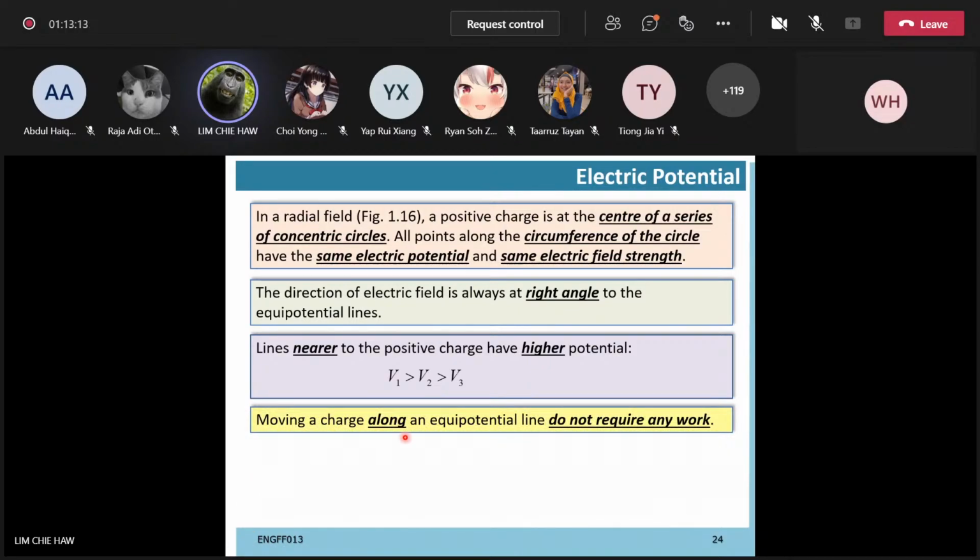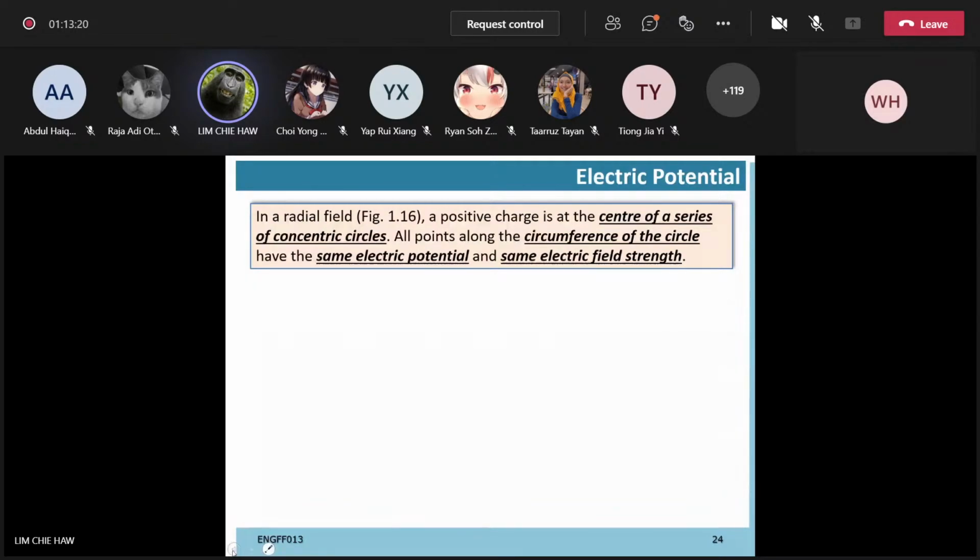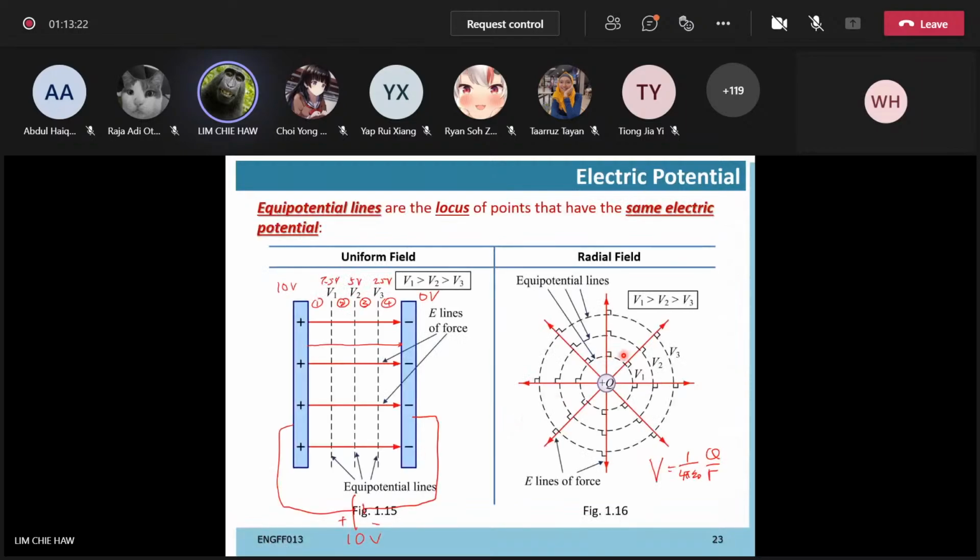And moving a charge along an equipotential line does not require any work. Let's say you have a test charge and you want to move it along this circumference, actually you don't need to do any work. You see that? No matter at which location along this dotted line, the potential will be the same. Therefore, if the charge is moving along this dotted line, no work needs to be done.